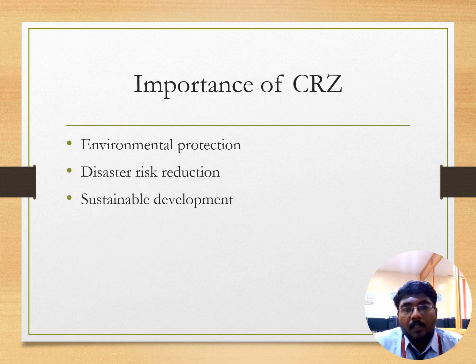Next we see about the importance of Coastal Regulation Zones. In these zones, environmental protection automatically takes place. For example, endangered species like fish, flora and fauna should be protected with the help of these zones. Next we see about disaster restoration. During beach nourishment, a large number of trees should be planted in this zone, and soil erosion should be prevented. Finally, sustainable development should be followed with the help of these zones.